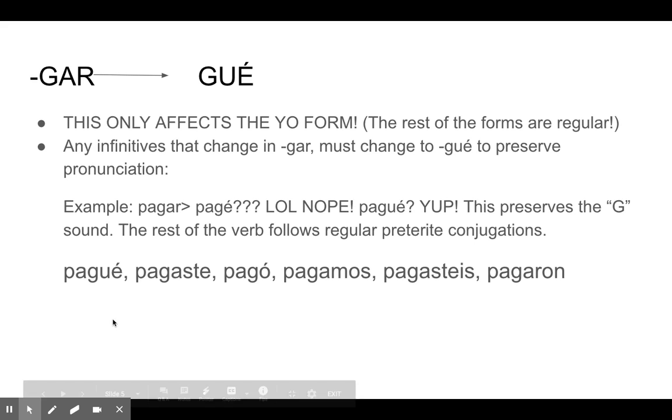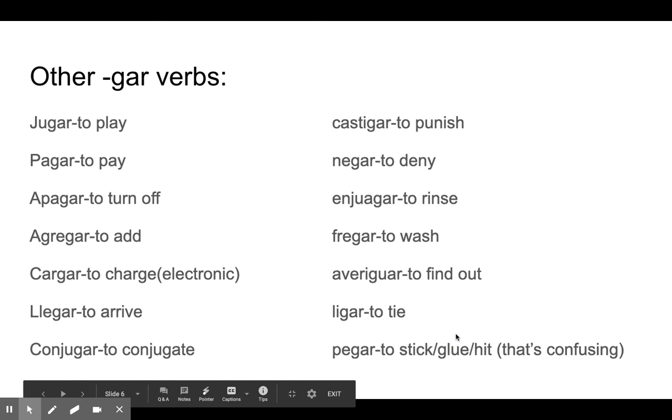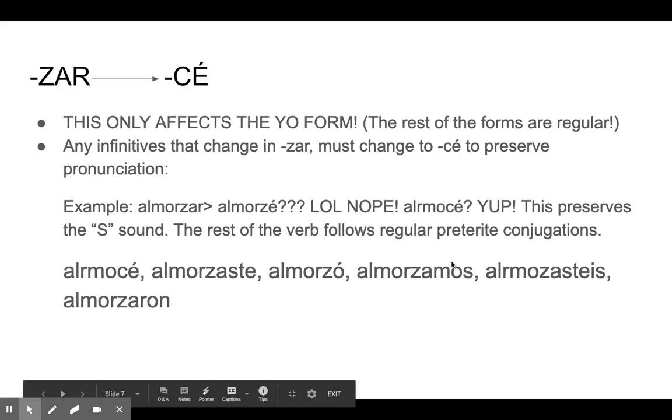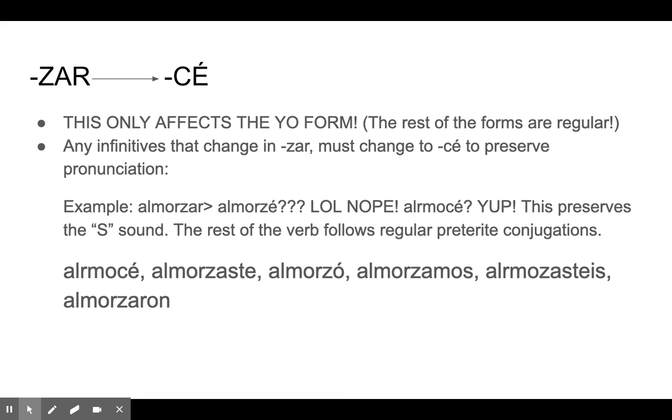And here are the examples of the verb pagar. Other GARs, here's another list. It follows the same exact pattern. ZAR changes to CE. It only affects the yo form. Any infinitives that end in ZAR must change to CE to preserve the pronunciation. Almorzar is not almorzé. Nope, you need to change it to almorcé, CE, to preserve the S sound.